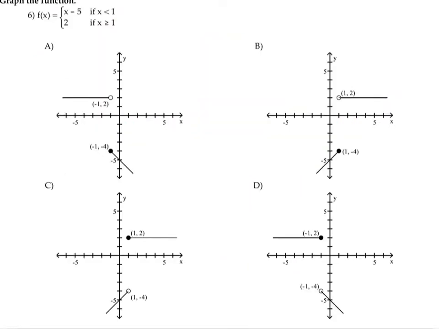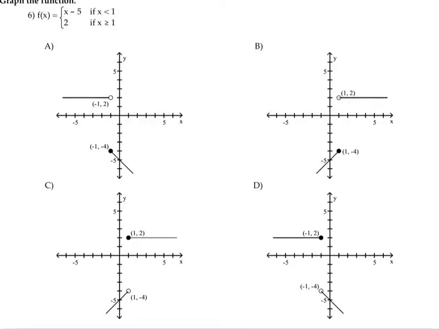All right, next one. This one's not as easy. This one's more difficult. So number 6 here. The function equals x minus 5 if x is less than 1, 2 if x is greater than or equal to 1. These are piecewise functions, they're called. It's graphs and functions that are in pieces.